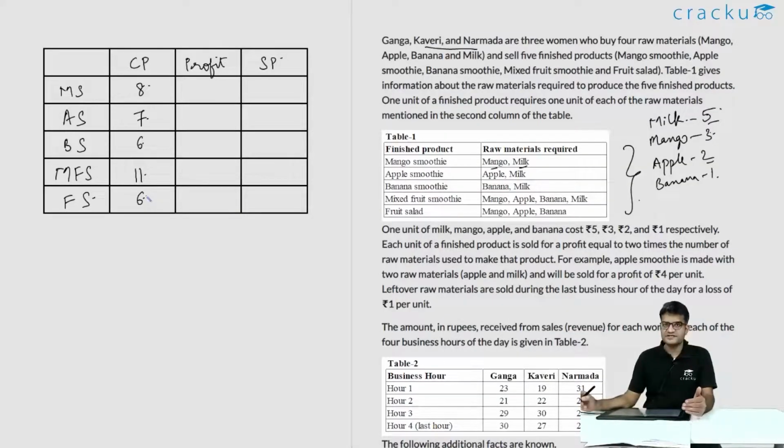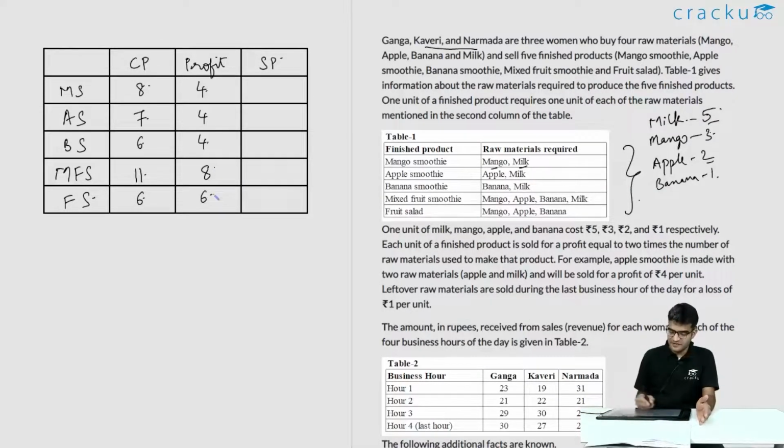The profit is 2 times the number of units that are mixed. In mango smoothie, we have 2 units which are mixed, which is mango and milk. So the profit will be 4. Same over here and over here. In mixed fruit smoothie, we have all the 4 raw materials mixed, milk, mango, apple and banana. So the profit will be 8. And in fruit salad, 3 of the fruits are mixed. So the profit will be 6.